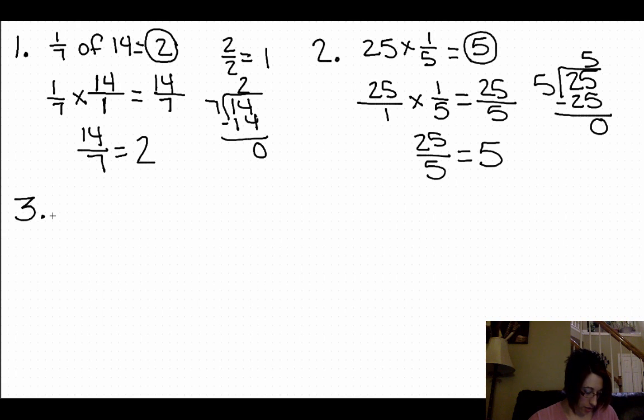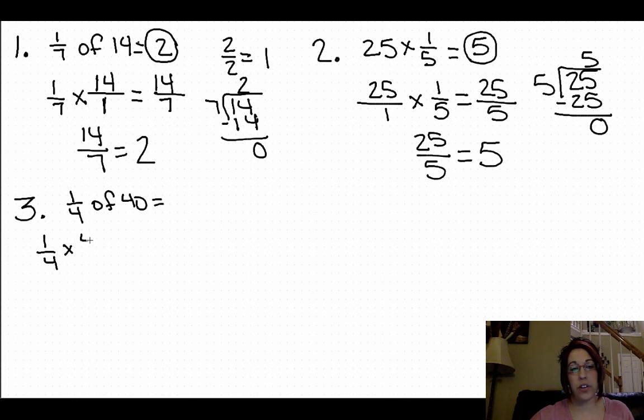Let's try one that's just a little bit harder. Let's do 1/4 of 40. So 1/4 is a fraction, it stays the same. Of we turn into a multiplication sign. 40 we turn into the fraction 40 over 1.